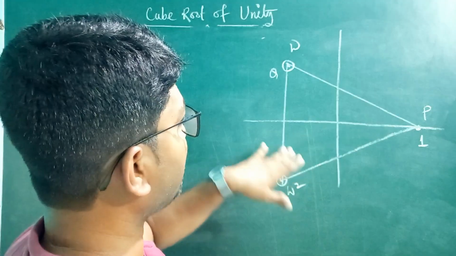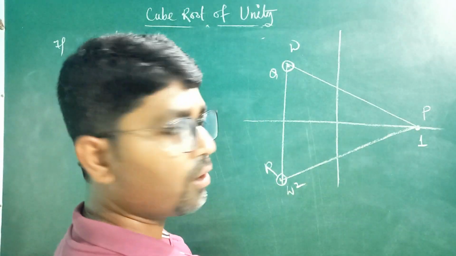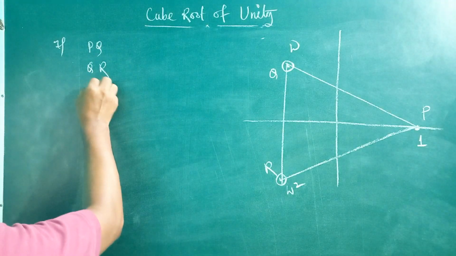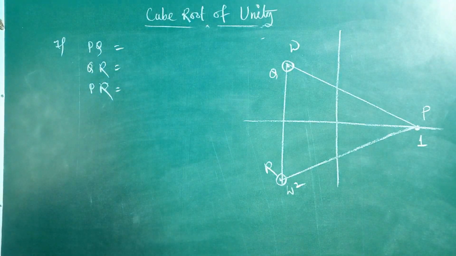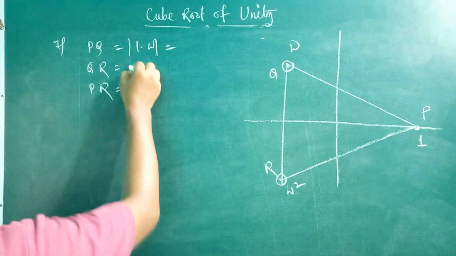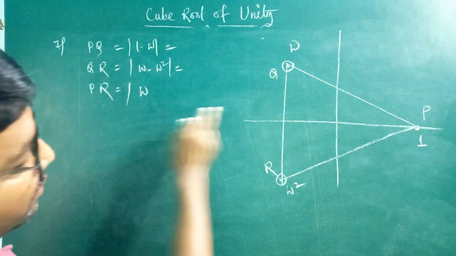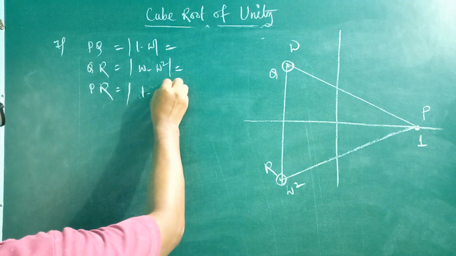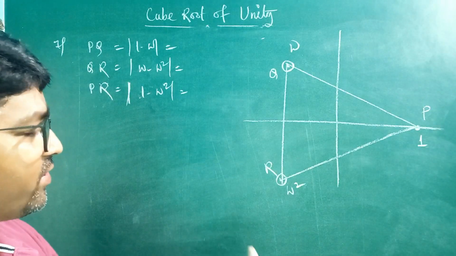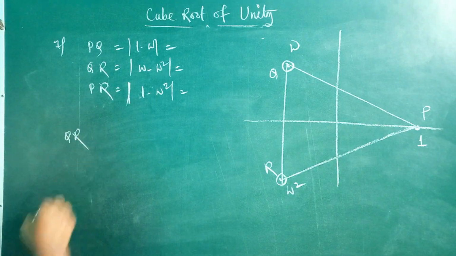Now, what will be the nature of the triangle? We just check the lengths of the sides of the triangle. That is, what will be the lengths of PQ, QR, and PR? You know what they mean actually. PQ means mod of 1 minus omega. This one means omega minus omega square, and this one, PR, means 1 minus omega square. We have to find this value. I am just checking only one value. Similarly, you can check the others. Suppose I find QR.